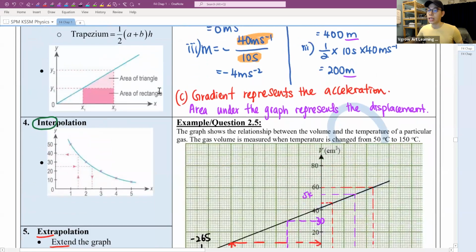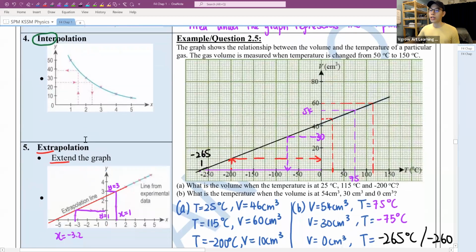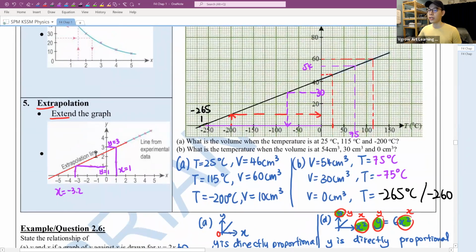Then we have things like interpolation. Okay, just a recap of last week's. Interpolation means we get the value from the graph that is already drawn. Inside of the graph. Inter means inside of the graph, within the graph. Extrapolation means we get the values from outside of the graph. Okay, we need to extend the graph and get the values from outside the graph. So there are these 5 things that we can do, okay, to analyze the graph.